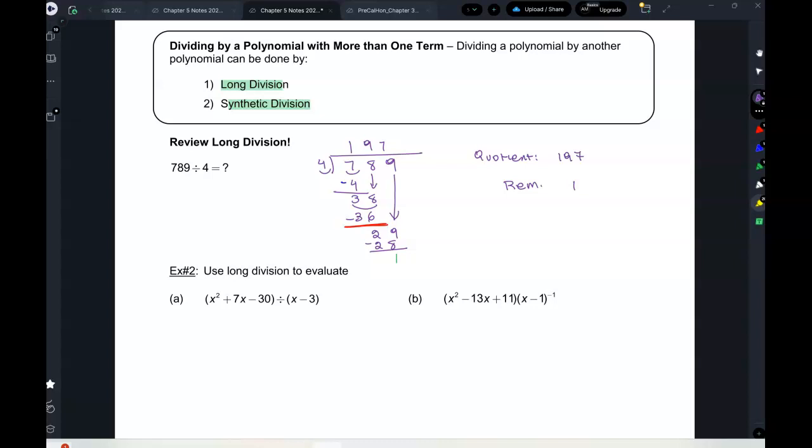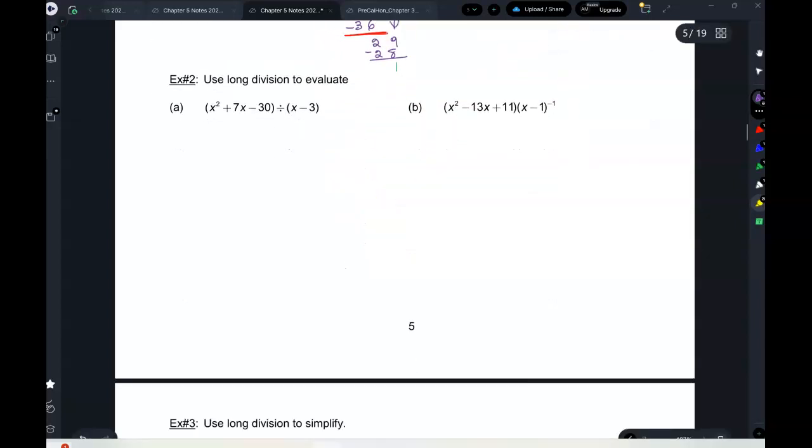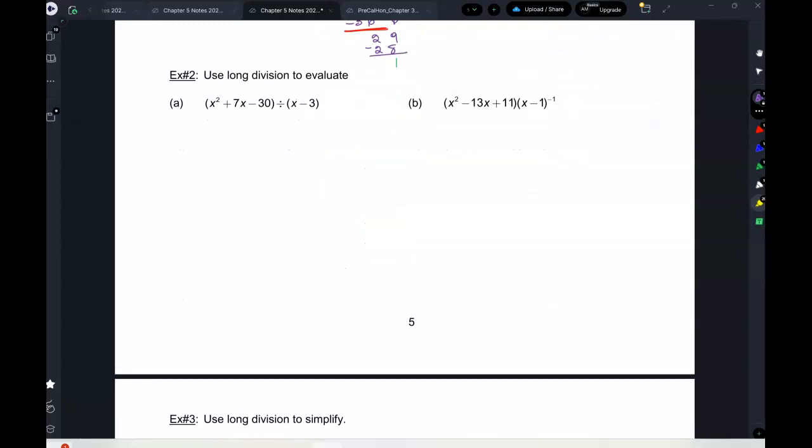So that process is important. This divided by that, put the number up here, multiply, subtract, repeat. Why can't we just do that? Okay, because now you're going to do that with polynomials. So this x minus 3 goes out here. This goes in here.